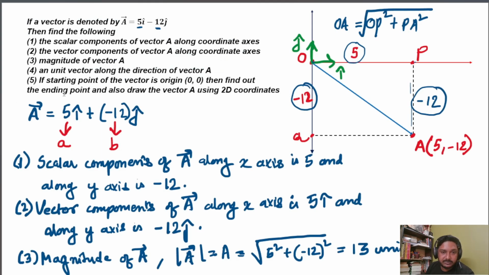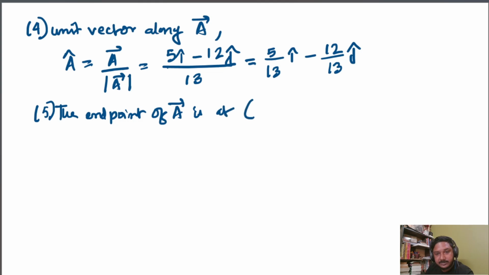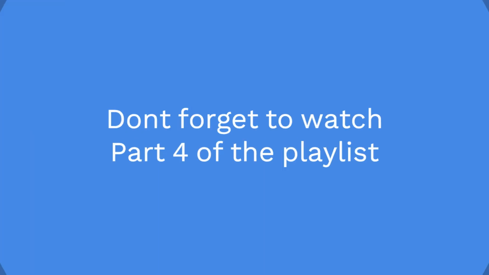Now the last part of the question was, if the starting point is the origin, find out the end point and draw it in 2 dimensions. We have already drawn it. The end point is 5 comma minus 12. So number 5 will be the end point of vector A at 5 comma minus 12. That completes the numerical. So with that numerical, we have come to the end of segment 3, which was the representation of the vectors. Now we will be seeing segment 4.